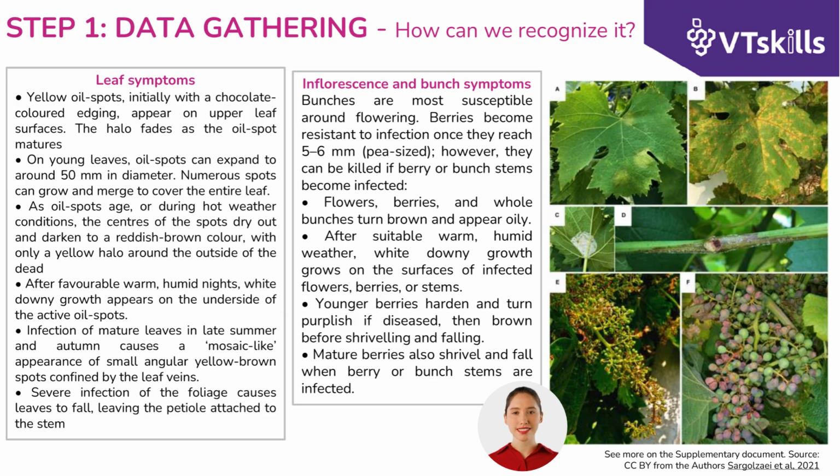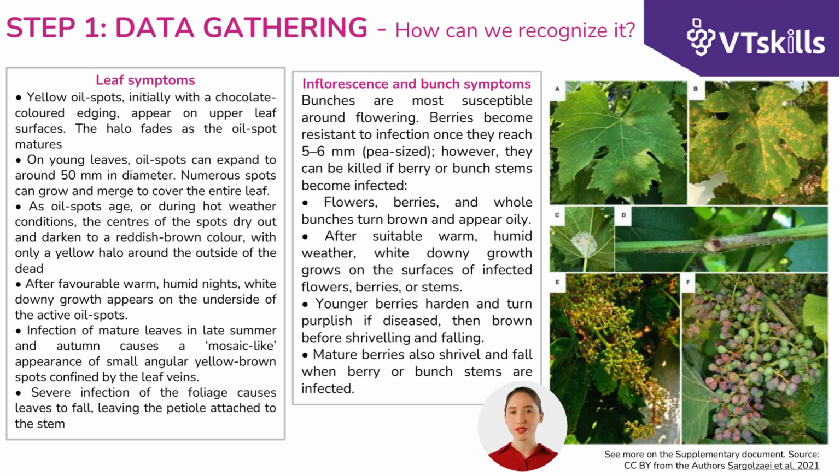How can we recognize the symptoms? Symptoms are visible on leaves, inflorescences, and clusters. Yellow oil spots appear on the upper pages of the leaves, initially edged in chocolate color, which lose their dark halo with time. On young leaves, these spots may expand up to 5 centimeters in diameter, and in the presence of numerous lesions, may coalesce to cover the entire leaf.